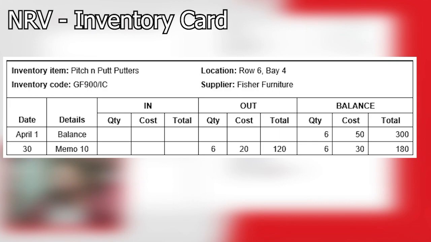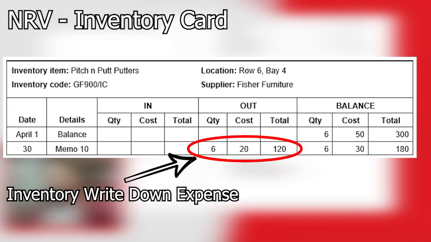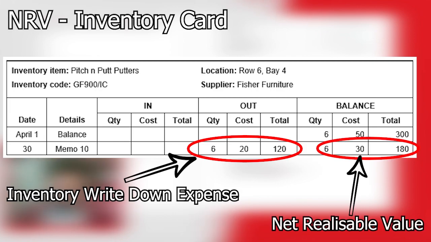And how does that look in our inventory card? We see here April 1, you see 6 at $50, $300. They didn't sell any. On the 30th, they got memo 10, and then 6 at $20, $120. And then you can see here the balance becomes 6 at $30, $180. This is the outcome because the value is going out.